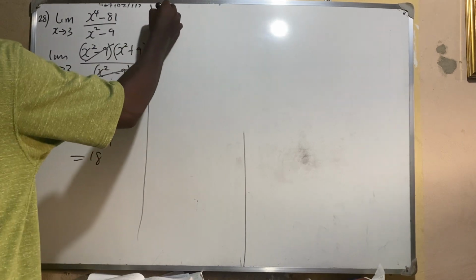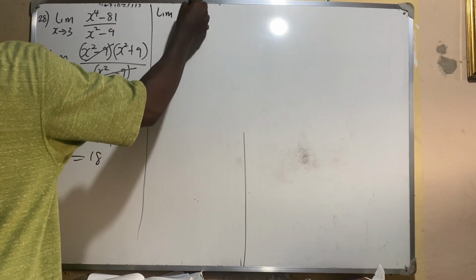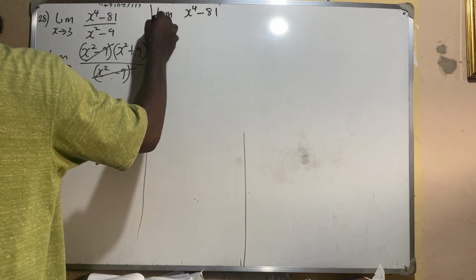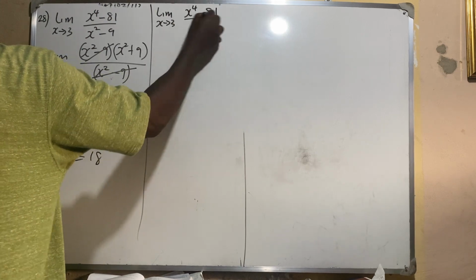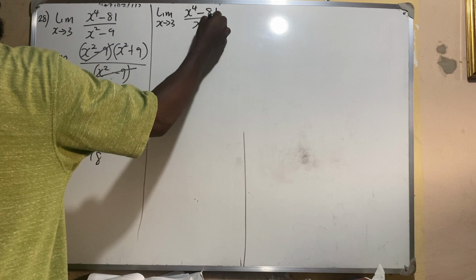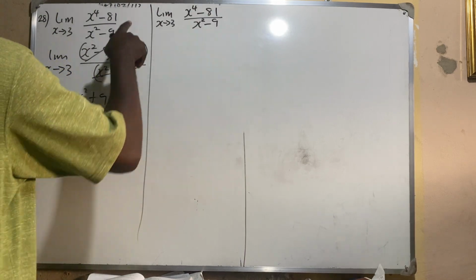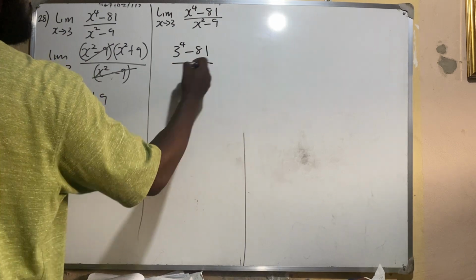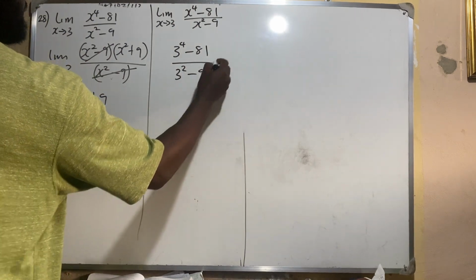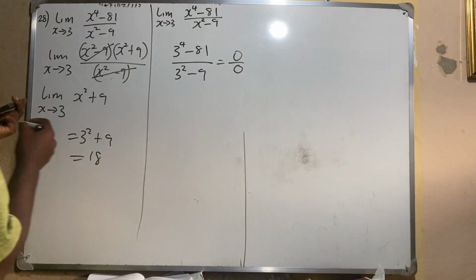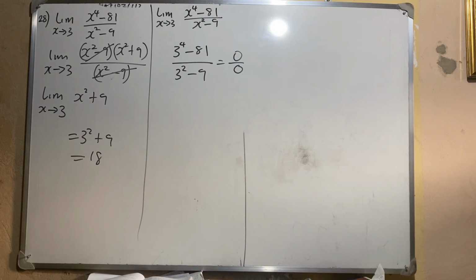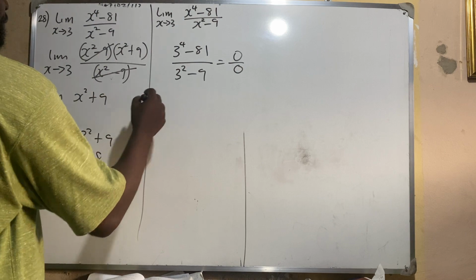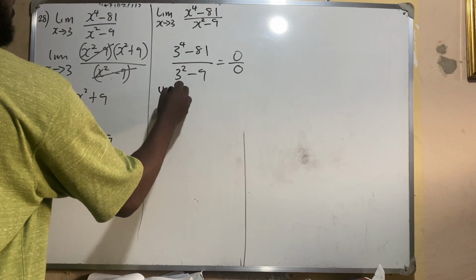So which is what? The limit of x raised to power 4 minus 81 as x approaches 3 over x squared minus 9. Now if you substitute, I'm going to have 3 raised to power 4 minus 81 all over 3 raised to power 2 minus 9. I'm going to get 0 over 0. And I told you, anytime you get 0 over 0, you use L'Hopital's theorem. And L'Hopital's theorem says we should differentiate.